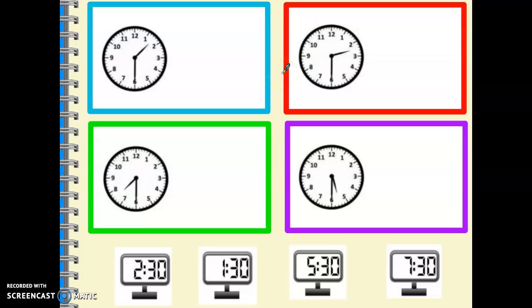Hi guys, let's continue. We're looking at time to the half hour. So let's see, we have analog clocks up here and digital clocks down here. We're going to match them.